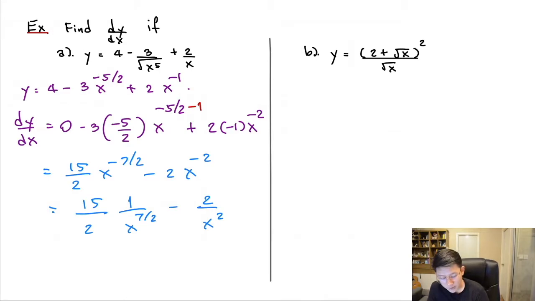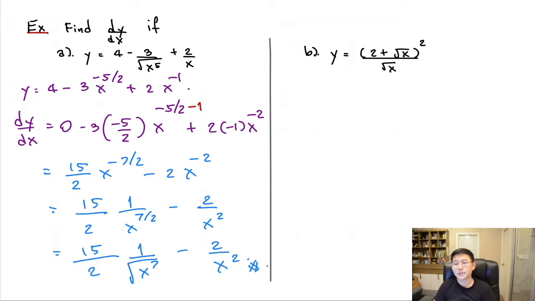And if you want, we can write it this way, which is 15 divided by 2, 1 over x to the power of 7, and then you take the square root, minus 2 divided by x squared. And that's the answer. Simple, isn't it? Okay. So the next one.